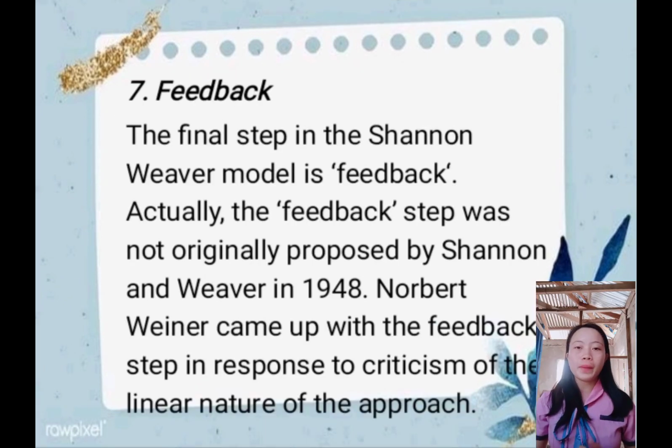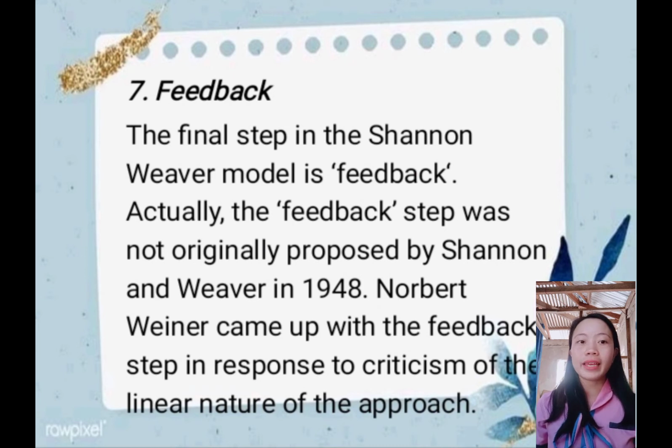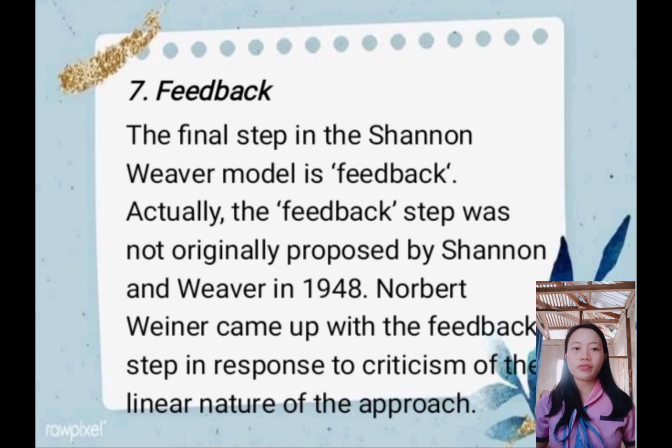Number 7 is feedback. The final step in the Shannon-Weaver model is feedback. Actually, the feedback step was not originally proposed by Shannon and Weaver in 1948. Norbert Wiener came up with the feedback step in response to criticism of the linear nature of the approach.